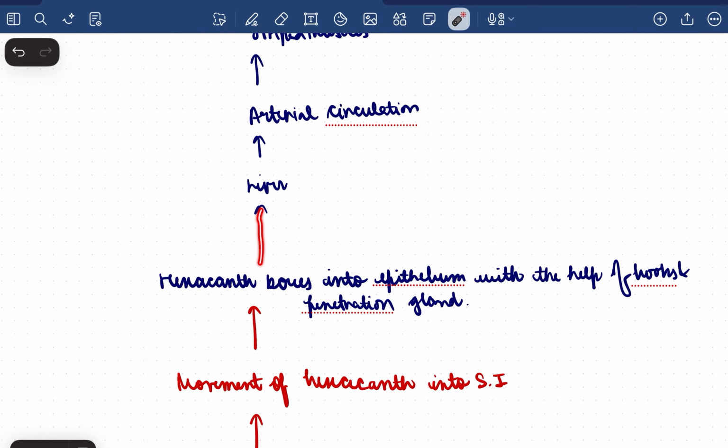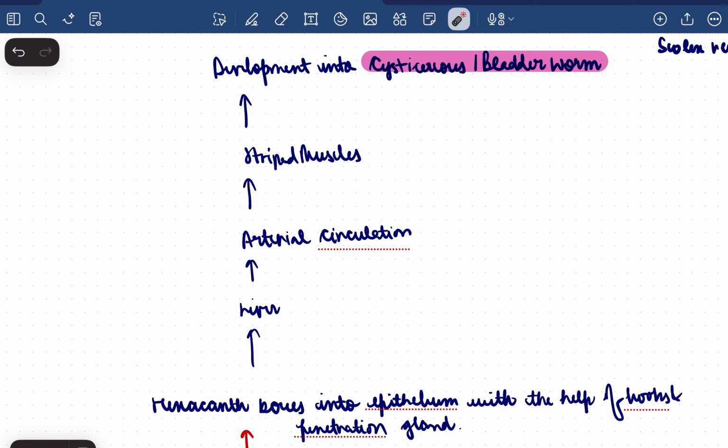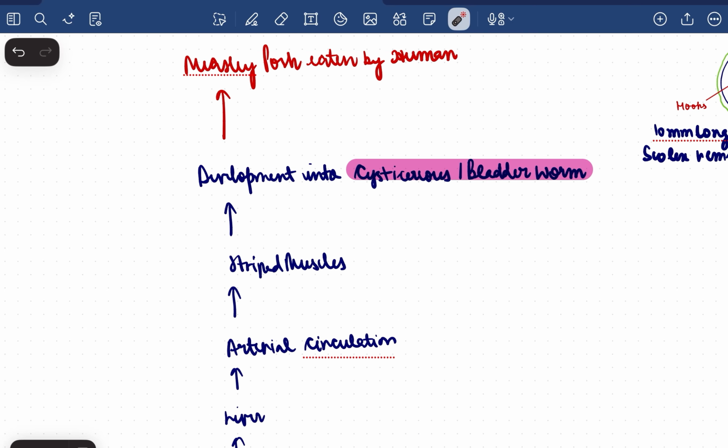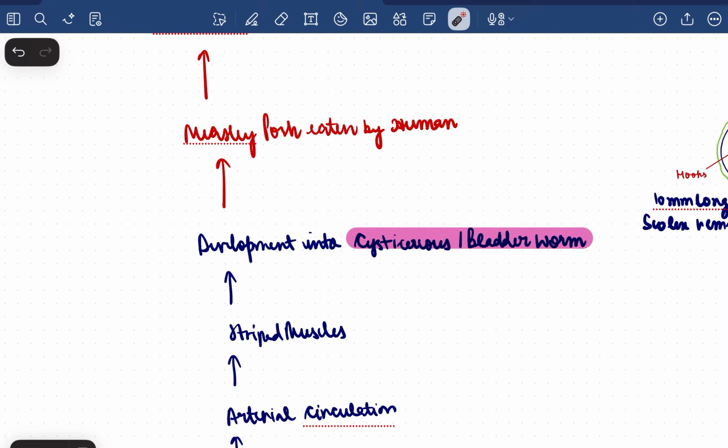Through this path, it reaches liver, through the portal system, arterial circulation, and finally the striped muscles. Striped muscles of maybe tongue, of maybe leg, basically striped muscles, because that is usually the part that humans feed upon, right? Because then let's say a human is eating the striped muscle of a pig, which is called as measly pork because it has all the, well, let's discuss what it has.